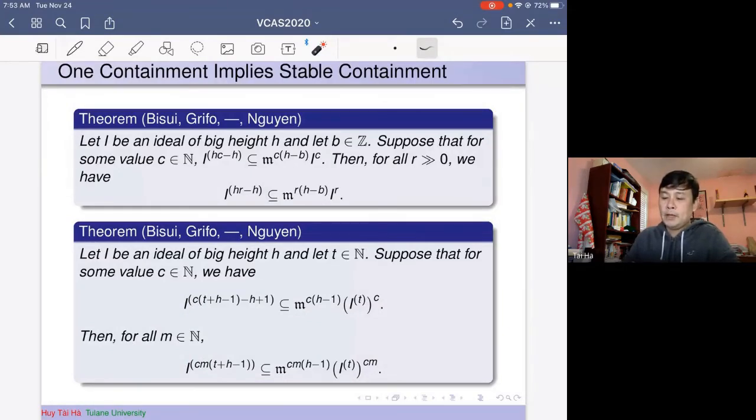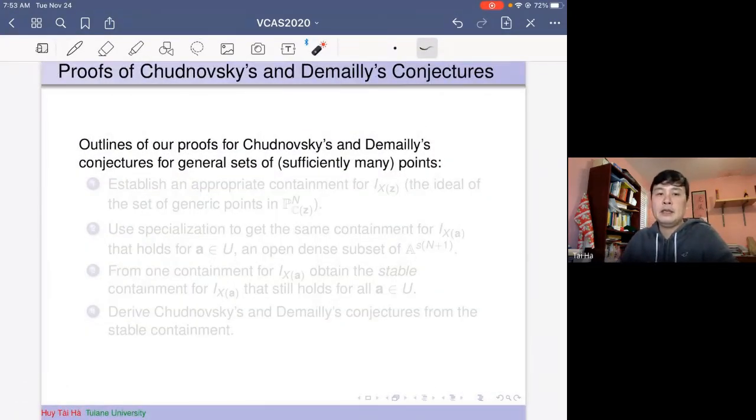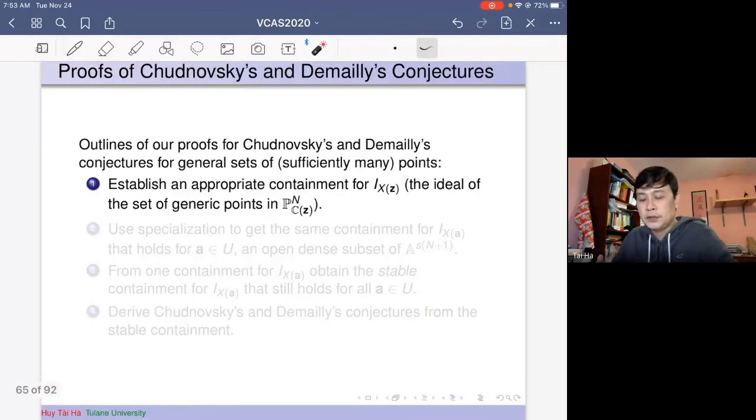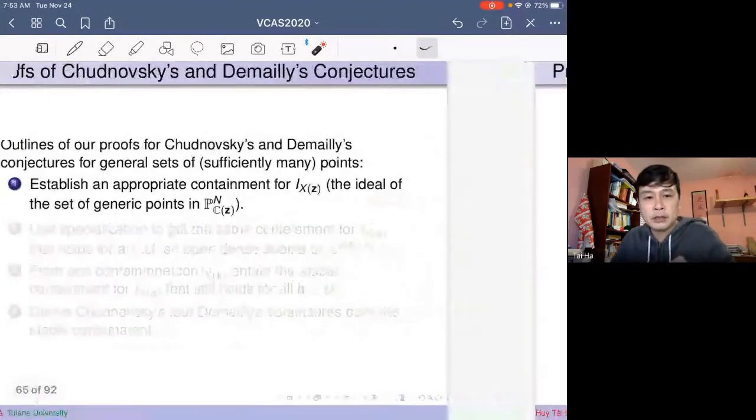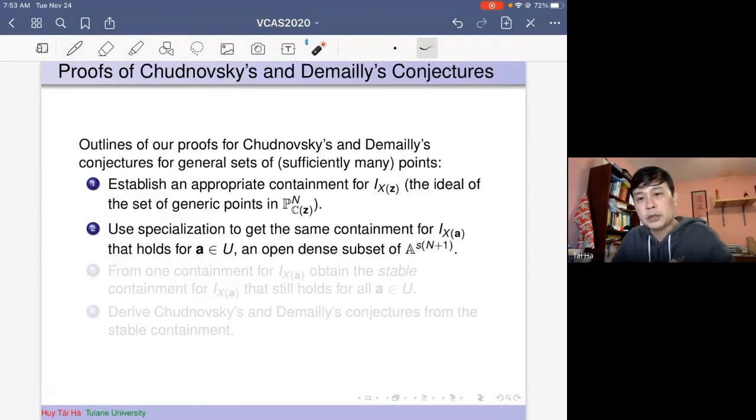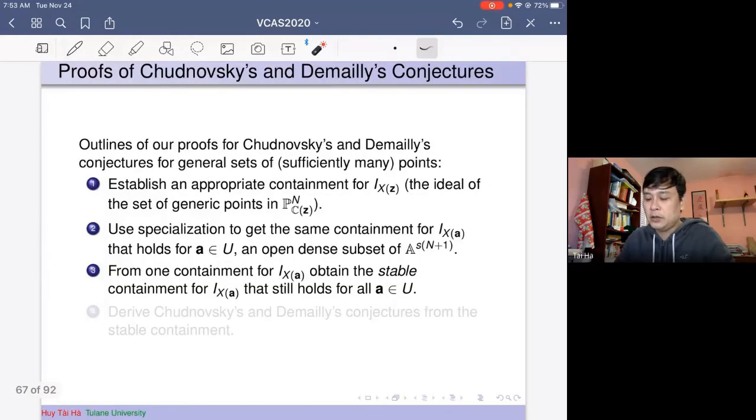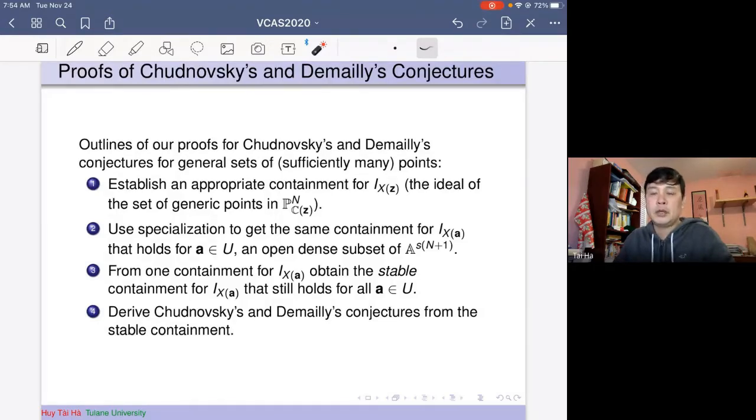Okay, and so our method in proving Chudnovsky and Lemaire is we establish first just one appropriate containment for the generic set of points. Then we specialize that containment down to get one appropriate containment for a general set of points that works on one open dense subset. And using one containment implies stable containment, we get the stable containment for, again, specialized points on one open dense subset. And that established Chudnovsky and Lemaire's conjecture for a general set of points.